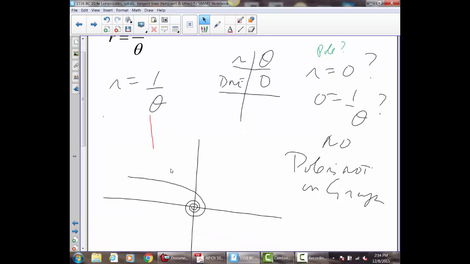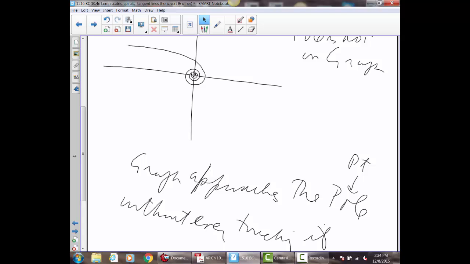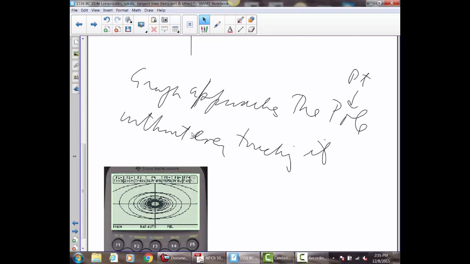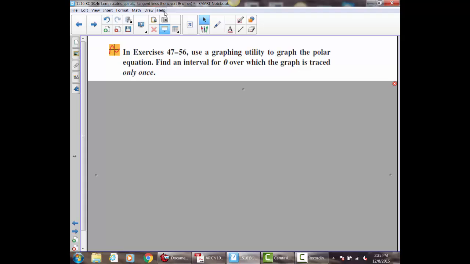And you would really use a calculator to draw this. The pole is not on the graph, which is kind of interesting because it looks like it's going to just spiral in and eventually hit the pole. It spirals in forever. So the graph approaches the pole without ever touching it if you did it on the calculator. Although this is an old TI-89, this is more or less what it would look like.